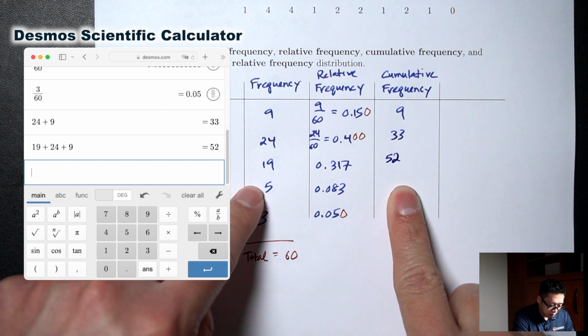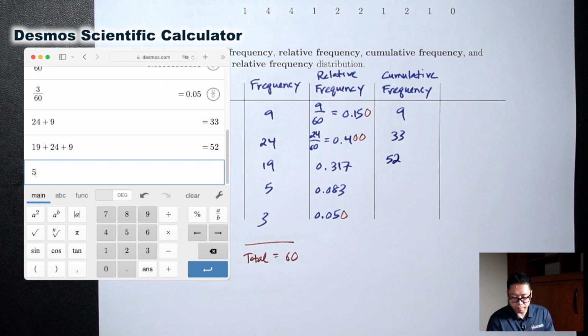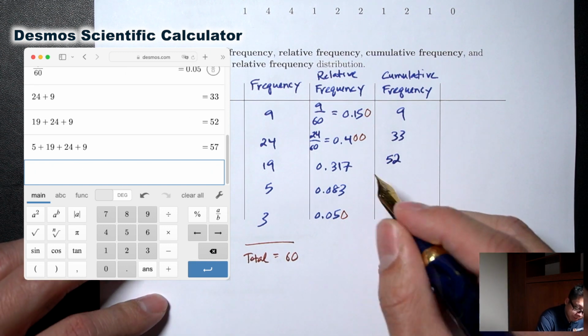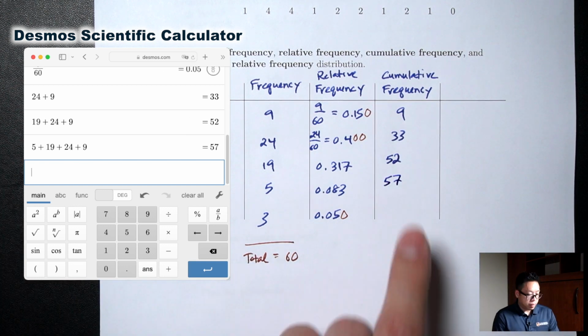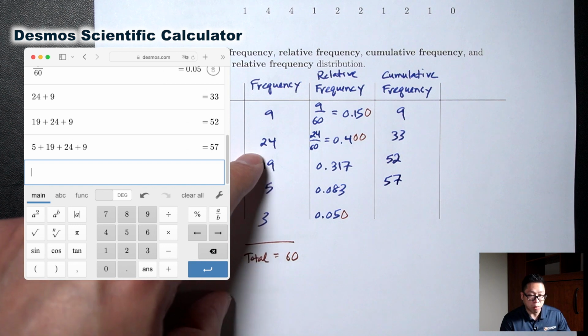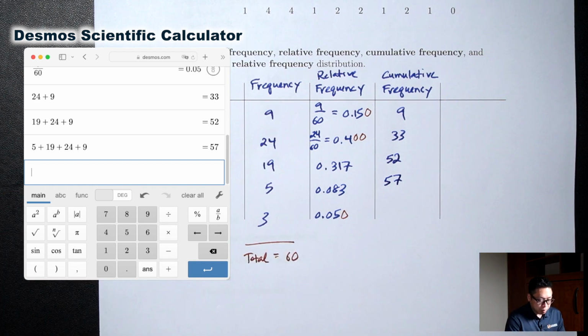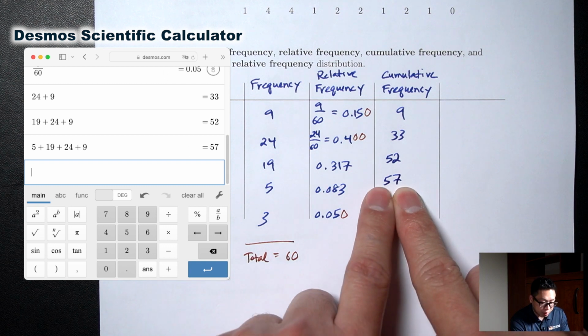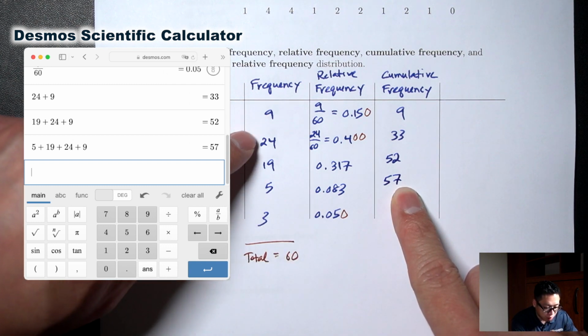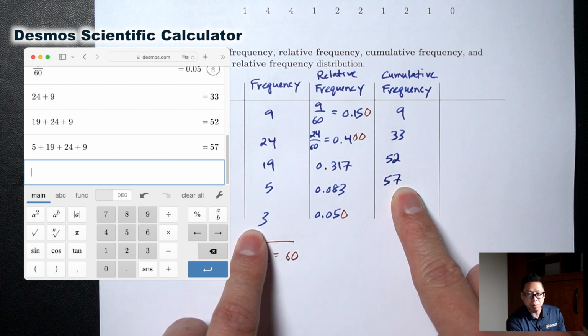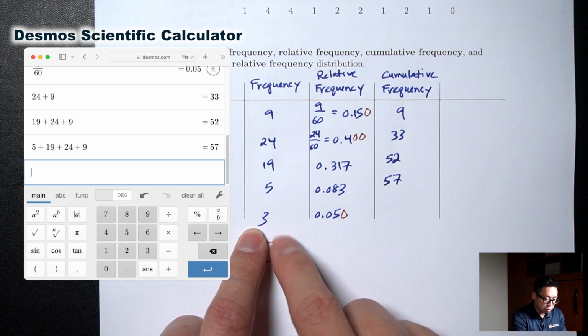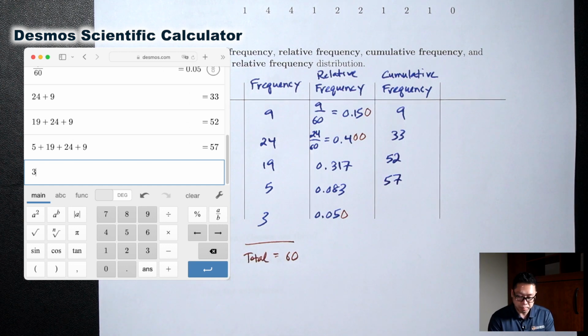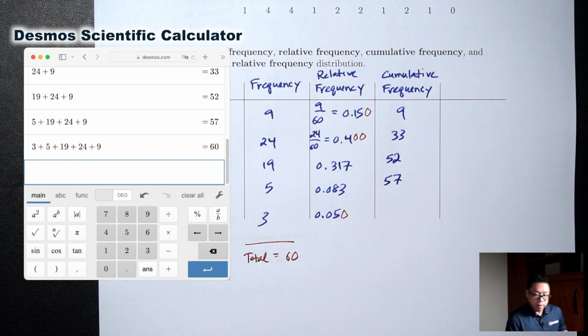Next, 5 plus 19 plus 24 plus 9. 57. Next, 3 plus 5 plus 19 plus 24 plus 9. And as a shortcut, at each step, what you can do is just take your cumulative frequency, because this 57, remember, already includes 5, 19, 24, 9, and you just add on the next frequency. So you just do 57 plus 3. Or you can just do 3 plus everything else. I'll do it the long way. 3 plus 5 plus 19 plus 24 plus 9, and you get 60. And that's the cumulative frequency.